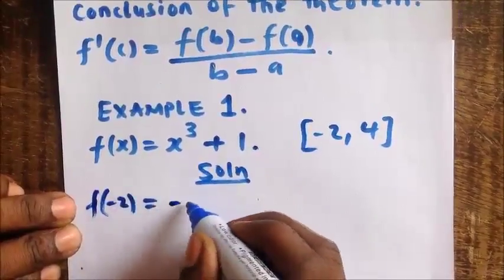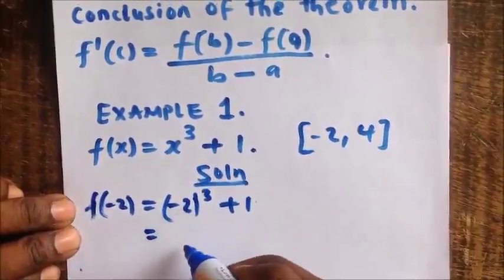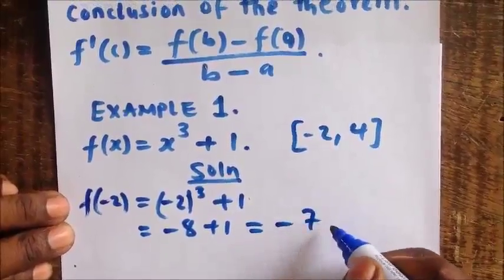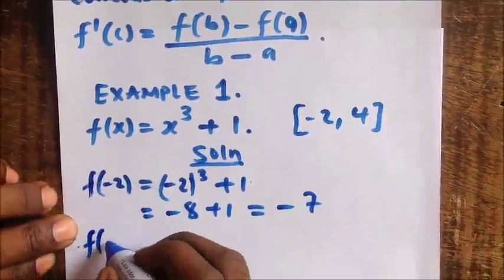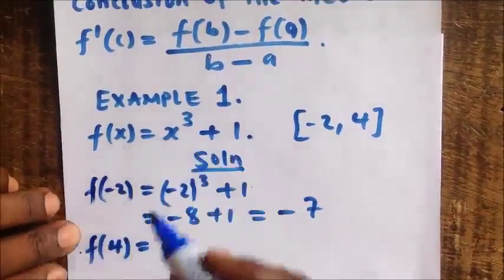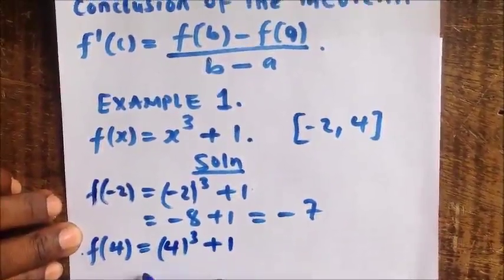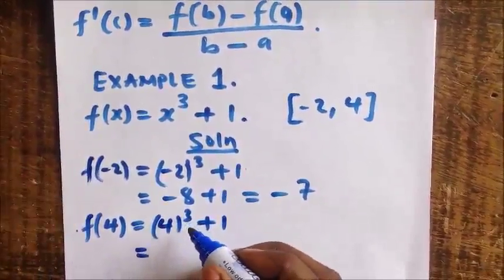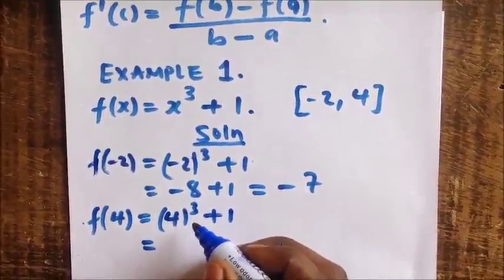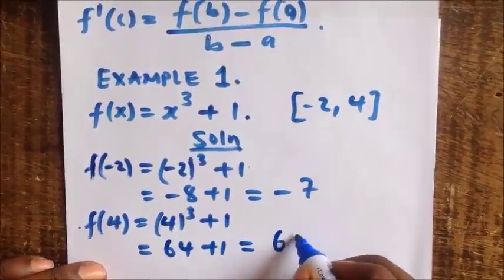So f of minus 2 is minus 2 cubed plus 1, which is minus 8 plus 1, equal to minus 7. Then f of b, our b is 4. Anywhere we have x, we now replace it with 4. So it is 4 cubed plus 1, which is 64 plus 1, equal to 65.